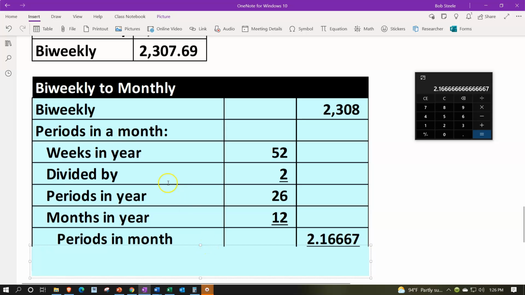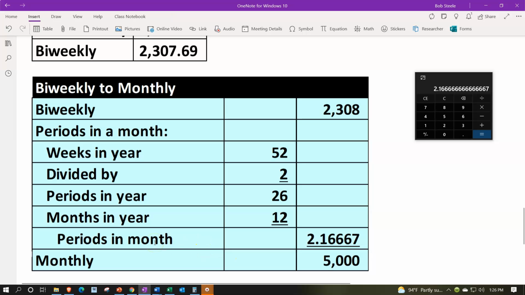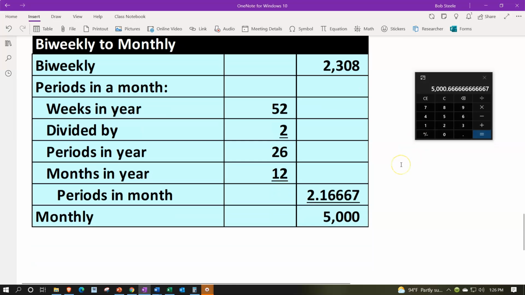So there's not 2 periods a month. In other words, if I'm trying to go from the bi-weekly periods and say how many periods are in a month, it's a funny number. It's about 2.1666 going on forever. And then once we have that, we can multiply it directly times the 2,308, and we get around our 5,000. Again, there's rounding involved.